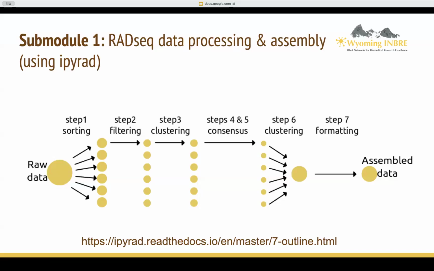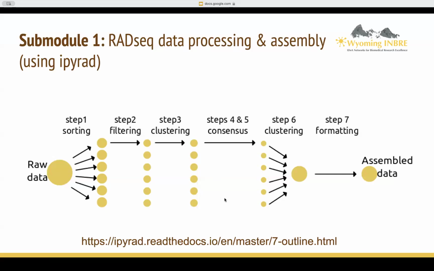Step 5, our consensus base calling step, is where we will get our consensus sequences for each locus per sample. Ipyrad uses a binomial model to decide what the base at each site should be based on the read depth, error rate, and heterozygosity. At this point, we will also filter out loci with too many ambiguous bases within this step.